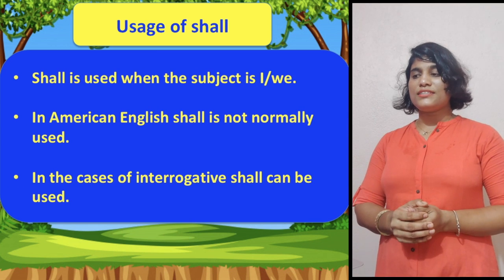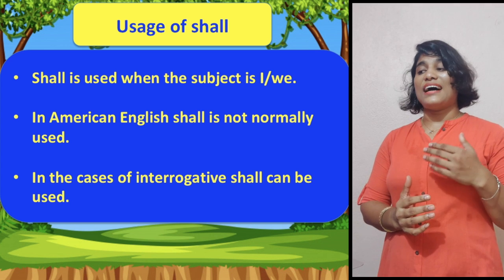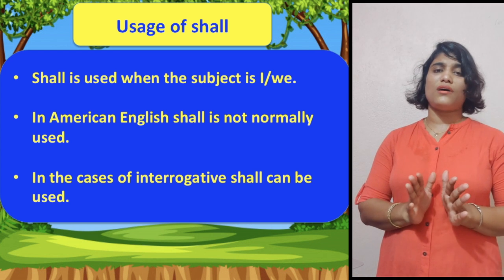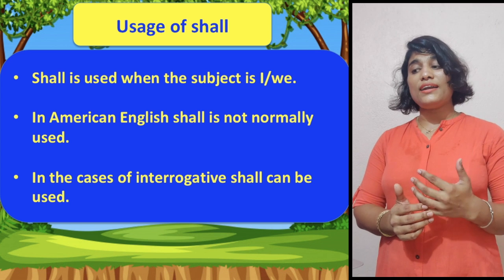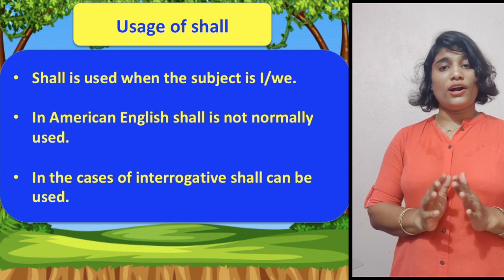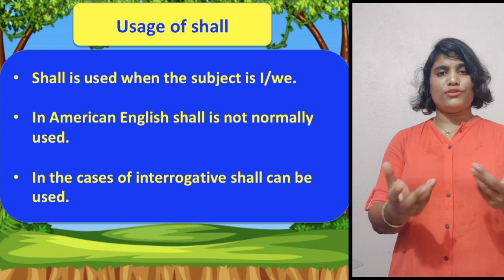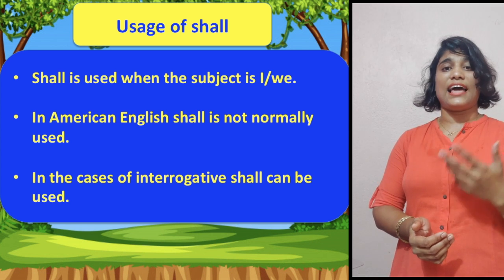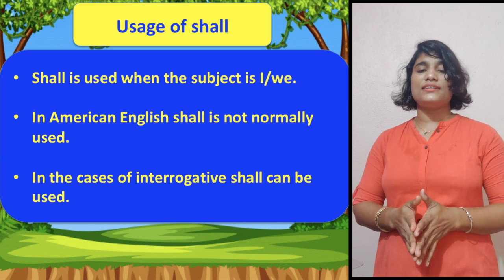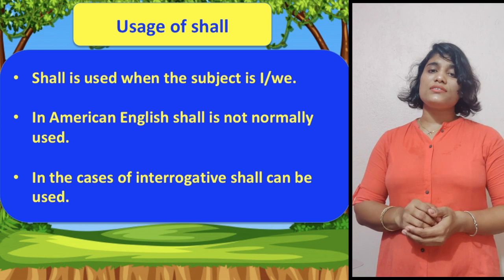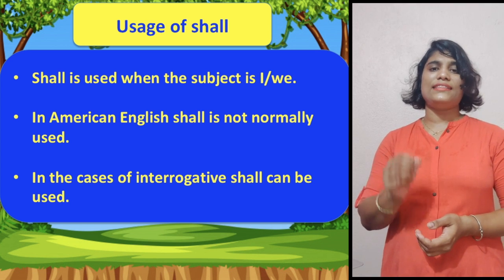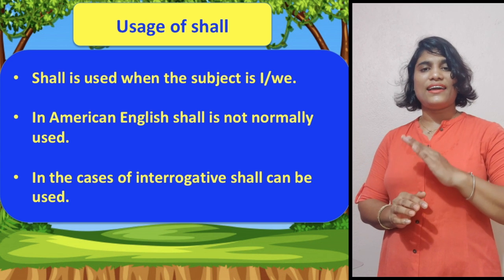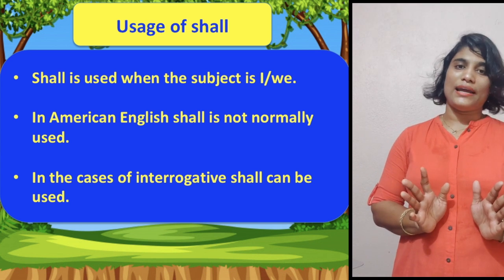But in modern English, shall is used when the subject is either I or we, but it is not very popular. It is only used by the British, and in American English shall is normally not used. Although if you wish to use shall, or if you find some examples, you will find that in interrogative sentences shall can still be used. But in normal cases, shall is not used now, because there is another reason behind it. The contracted form shall becomes 'll in modern English. So shall lost its popularity, and it is not widely used now.